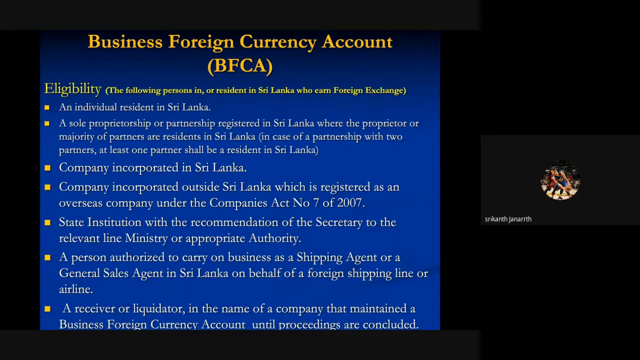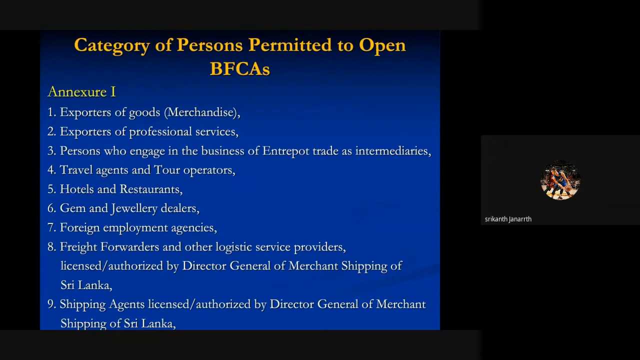So a key point, whoever it is, they have to show earning capacity. Anybody who shows they can earn foreign exchange is eligible to open. All are there: individual, sole proprietor, partnership, company, government, institution. So the central bank has given an annexure categorizing permitted persons under these. There are so many people.